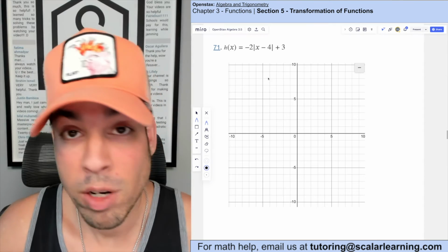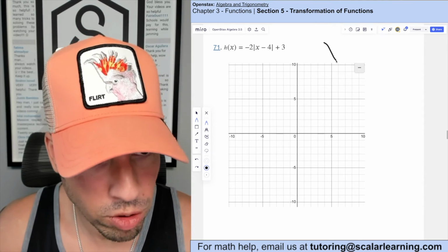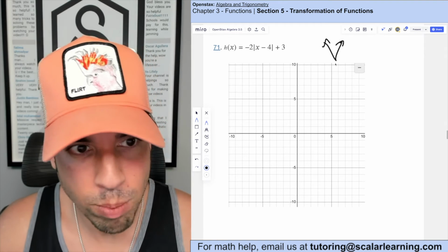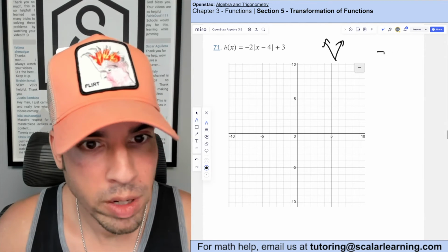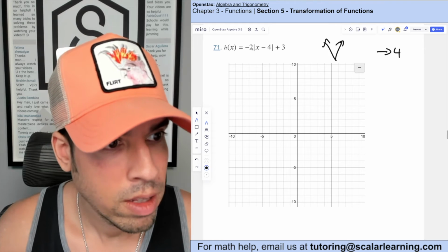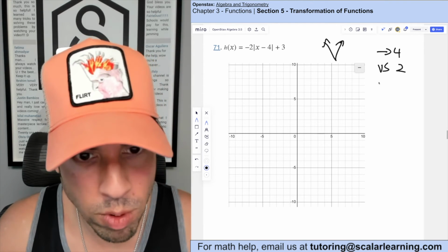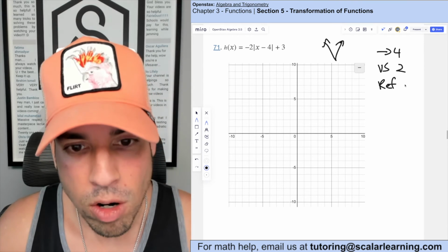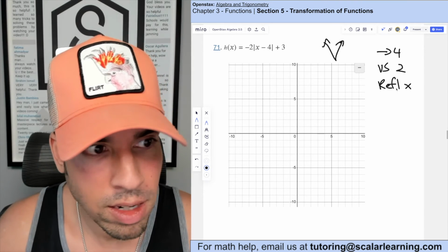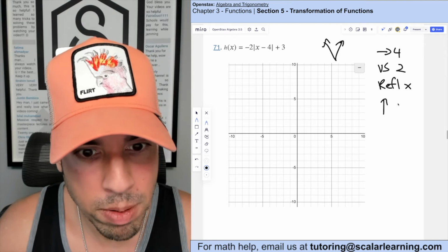Boom, done. So here we actually got 4 transformations occurring to the absolute value function, which is normally an upwards v like this. First, we're going to the right by 4. Then we're vertically stretching by a factor of 2. Then we're reflecting, that's the negative, across the x-axis. And then last but not least, we're moving up by 3.